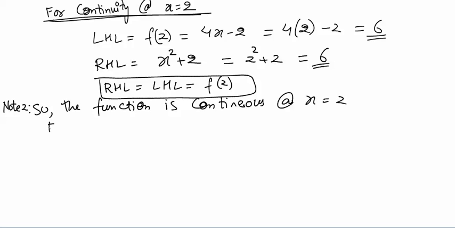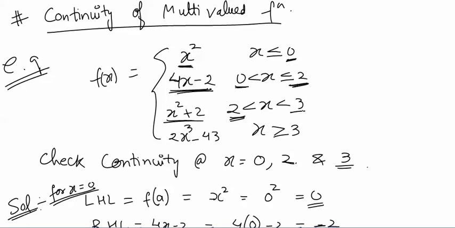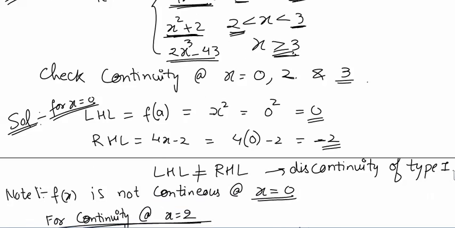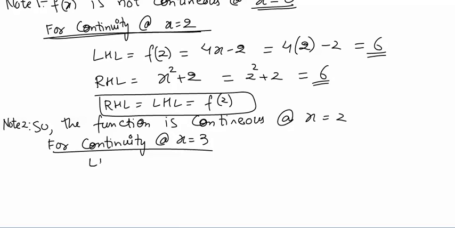Similarly, we will check it for continuity at x equal to 3. How will we check continuity at x equal to 3? Let us go back to the function. For less than 3, it will be x square plus 2. And for RHL and f of a, we'll use 2x cube minus 43. So first of all LHL will be x square plus 2. That is nothing but 3 square plus 2, and that is 11.